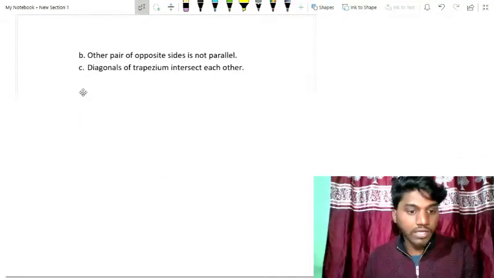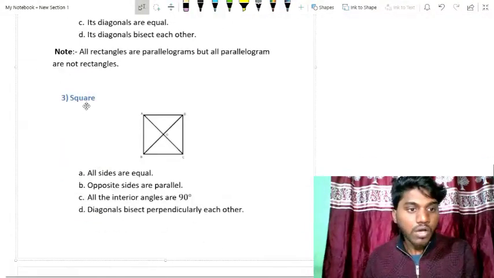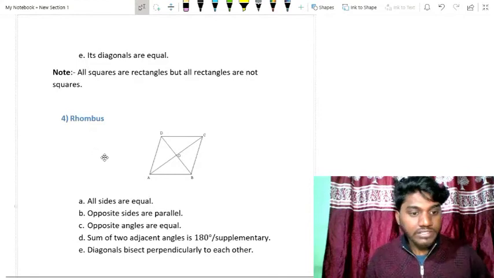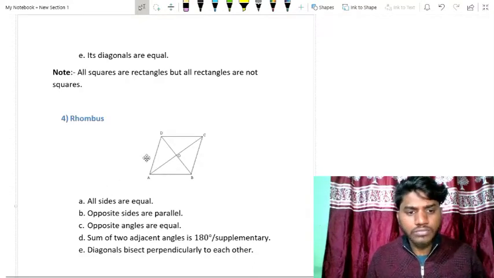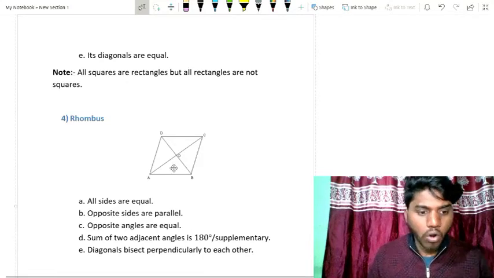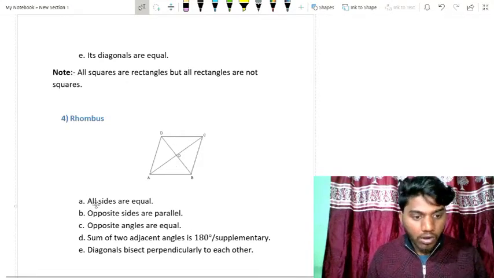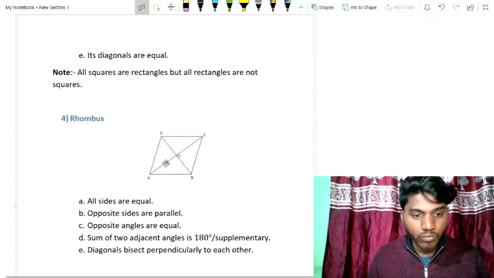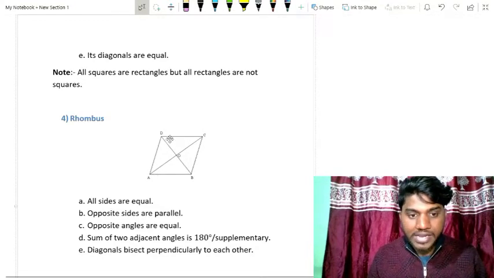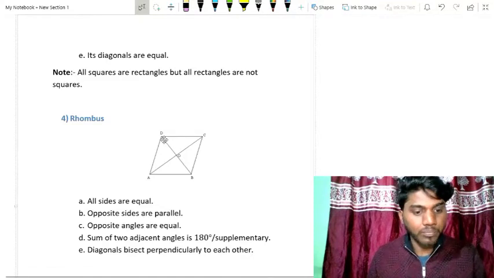Now come to rhombus. In a rhombus, all sides are equal. The rhombus figure will be like this: A, B, C, D. Its angles will not be 90 degrees, and then it is called a rhombus. All sides will be equal. Opposite sides are parallel. Opposite angles are equal, which means angle C and angle A will be equal, and angle B and angle D will be equal.